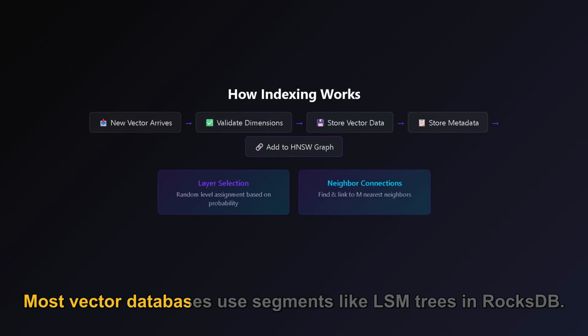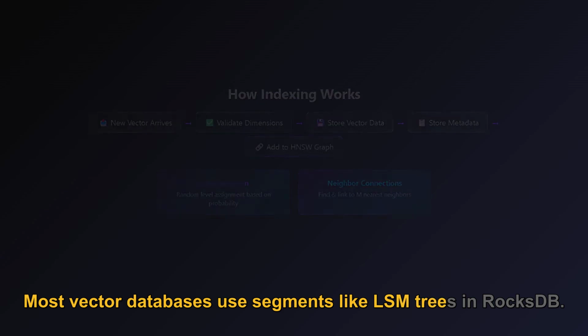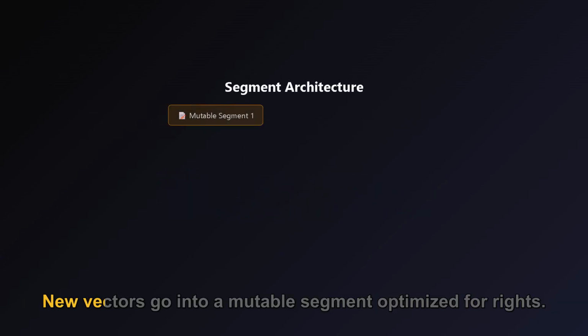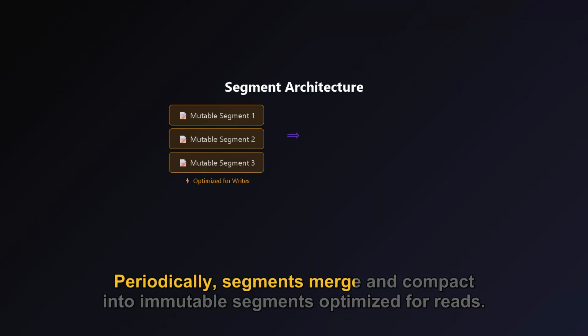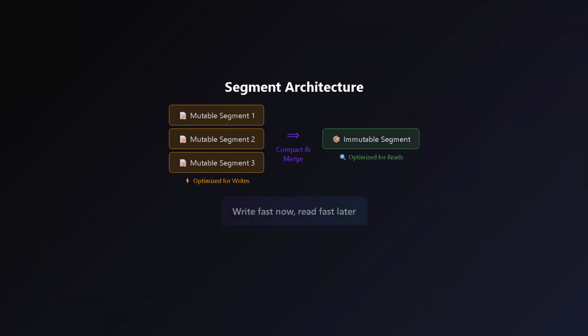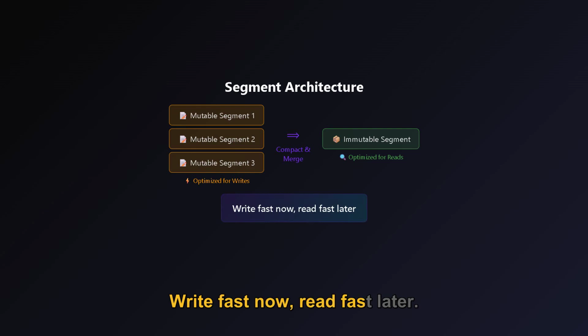Most vector databases use segments like LSM trees in RocksDB. New vectors go into a mutable segment optimized for writes. Periodically, segments merge and compact into immutable segments optimized for reads. Write fast now, read fast later.